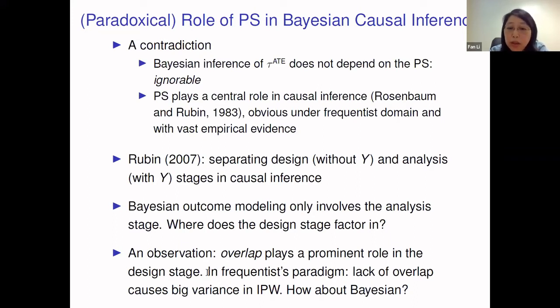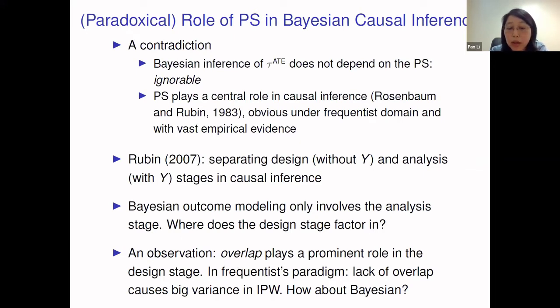We know in the frequentist domain, particularly in the IPW weighting approach, having overlap is very important. The key thing is, if you have a lack of overlap, you will get extreme overlap weights, extreme propensity, and then you will have a huge bias and variance.